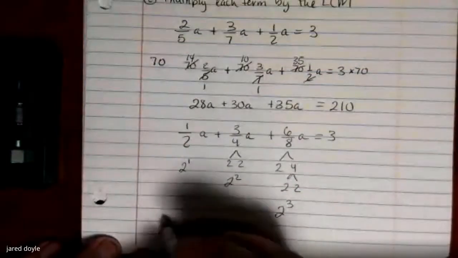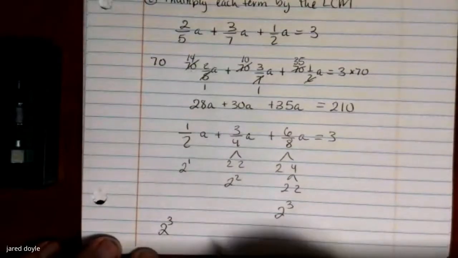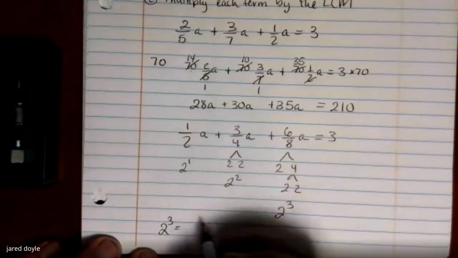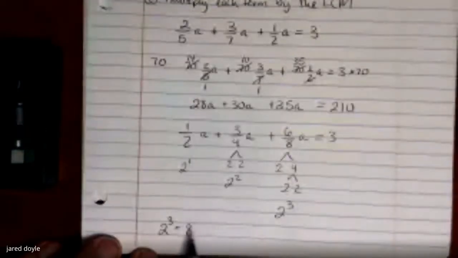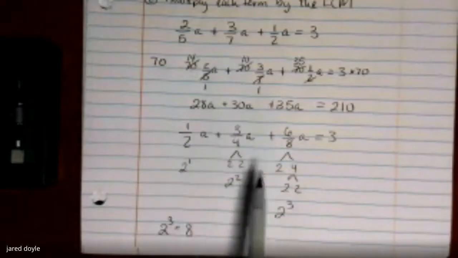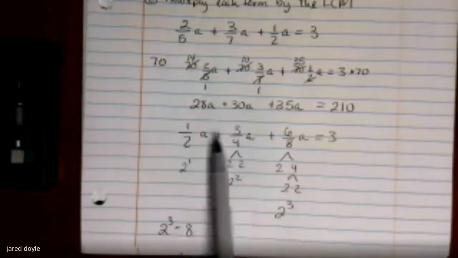So my LCM is going to be each one, 2, and then we're going to use the highest exponent that we have there. So it's 3. So we have 2 cubed, so that is 2 times 2 times 2, or 8. This would be your LCM if you wanted to do it with prime factoring.